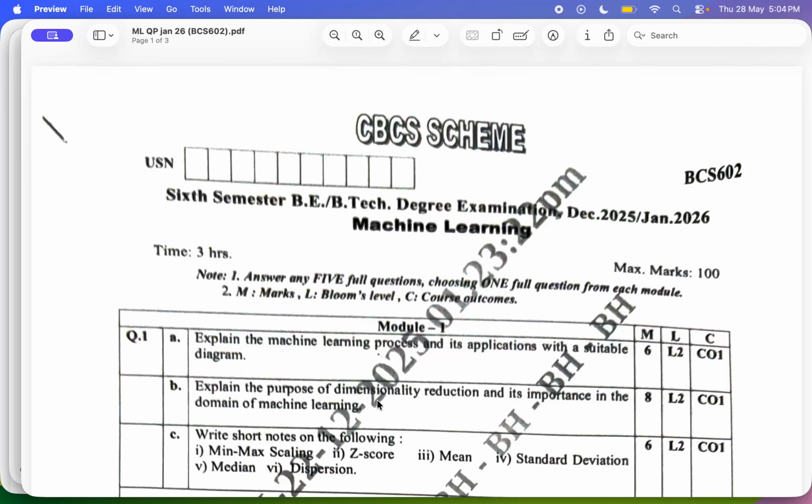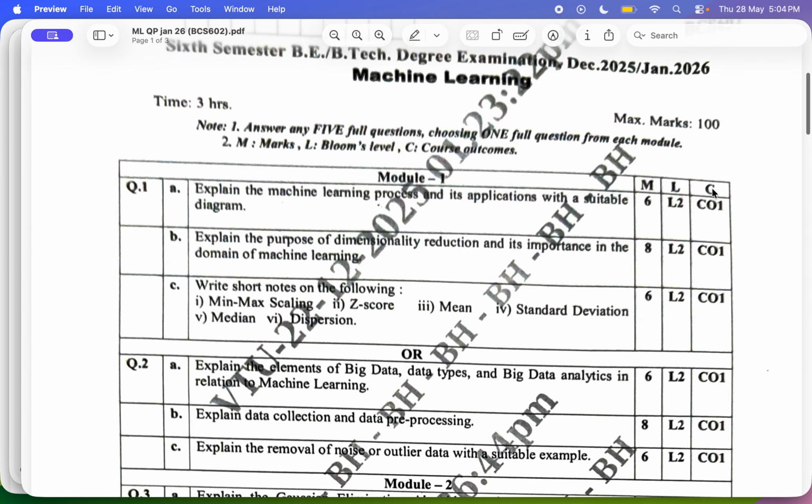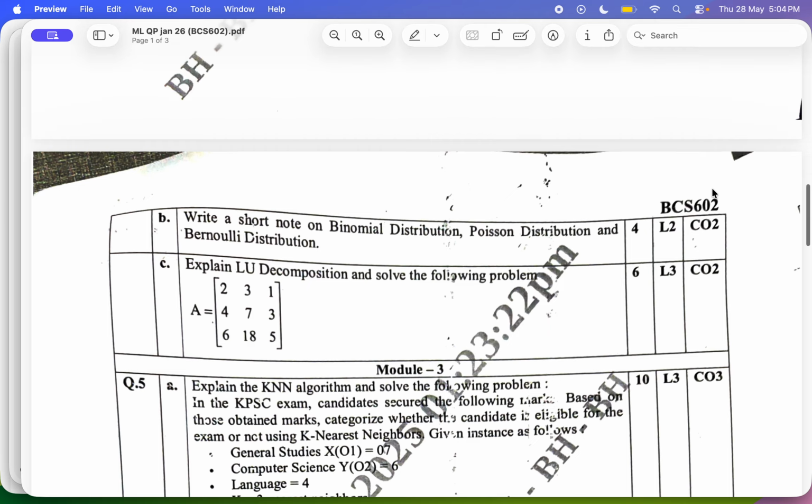Hi everyone. In this video we'll be discussing one more problem related to machine learning, which is a VTU previous year question paper problem, course code BCS602, that is: explain LU decomposition and solve the following problem.